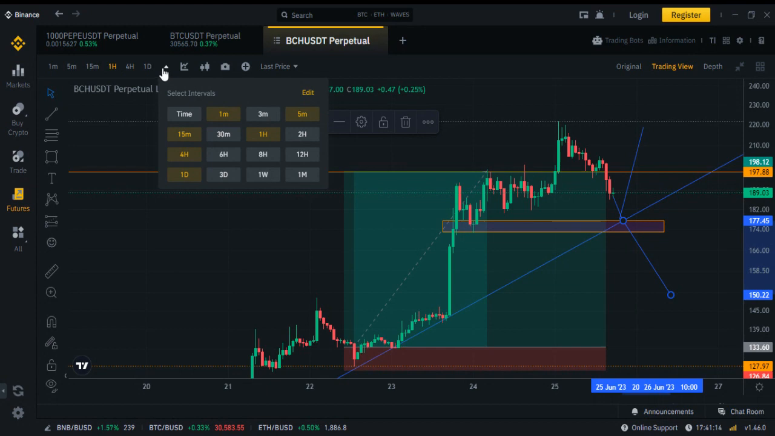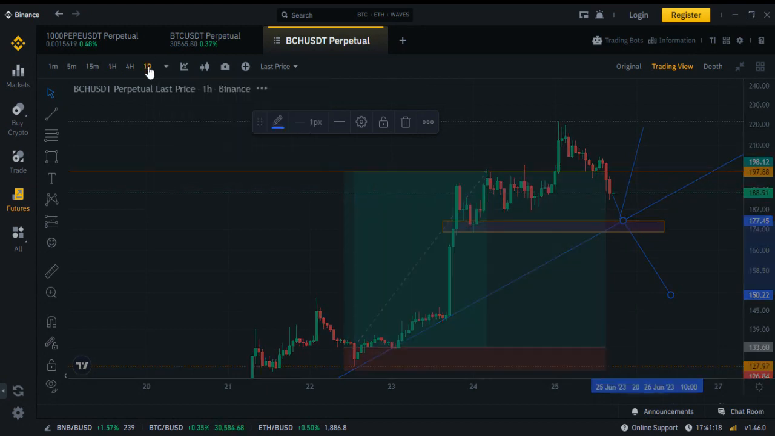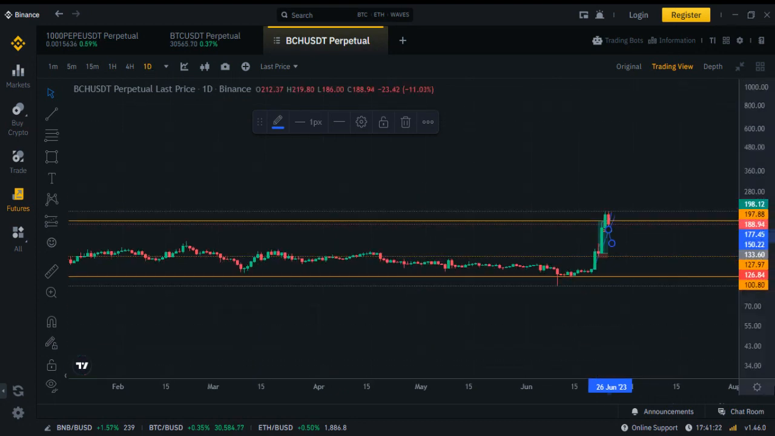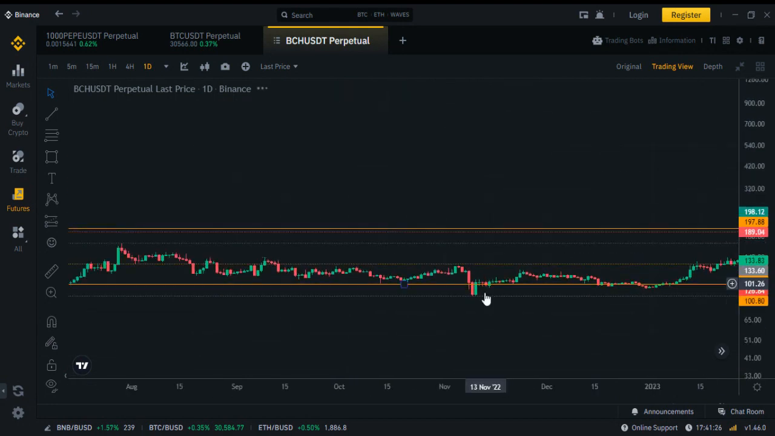So how do I do my setup? Because I trade on 1 hour time frames, every day I wake up, I come to my daily time frame, and I map out my higher highs and higher lows.